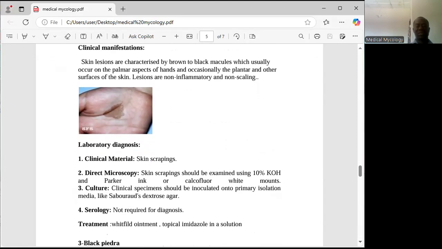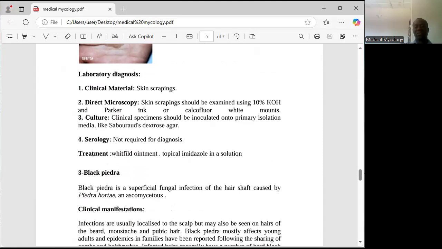Laboratory diagnosis, these are skin scrapings. You can also use direct microscopy. Skin scrapings should be examined using 10% potassium hydroxide and Parker ink or lactophenol cotton blue wet mounts. You can culture them using primary isolation media like the Sabouraud dextrose agar. Serology is not required for diagnosis. Treatment, we use Whitfield's ointment or topical imidazole in a solution.